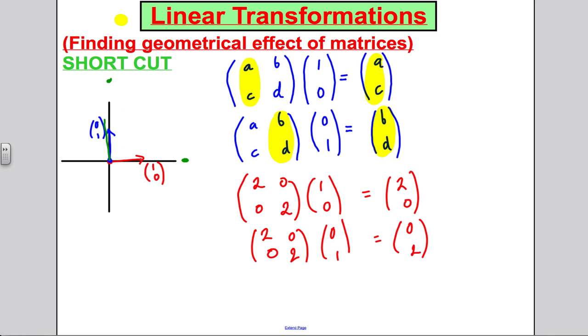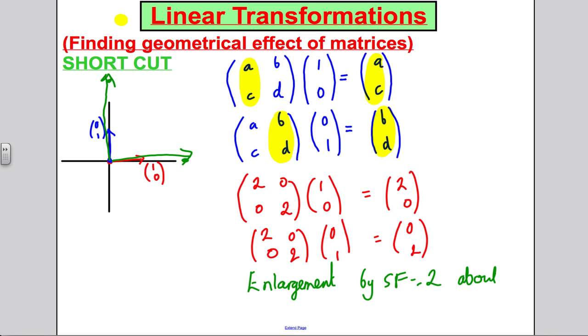And I could draw those in like that. That should be a straight line. That should be a straight line there. What transformation is that? Well, clearly, it's an enlargement by scale factor 2, about the origin, about 0, 0.